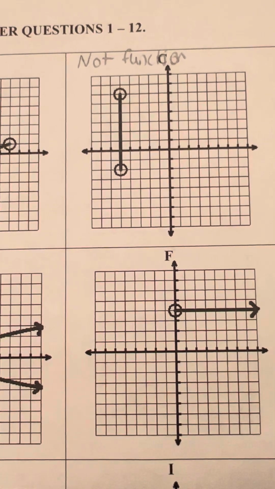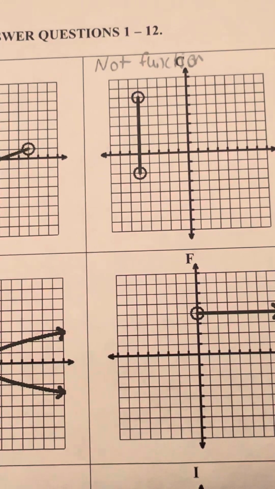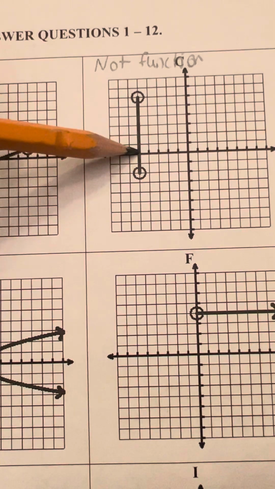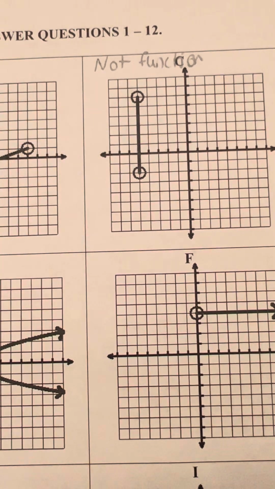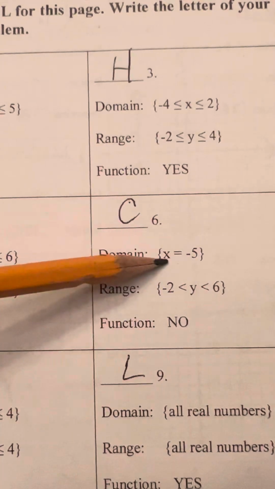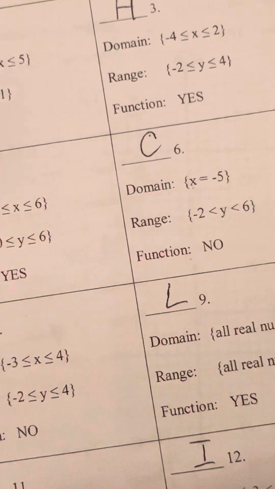So when I'm looking at this, my x values are not changing. They're the same the entire time. If I look at where the x would be, 1, 2, 3, 4, 5 in the negatives, my x value is -5. So you can see that I would write this as x equals -5 for the domain.